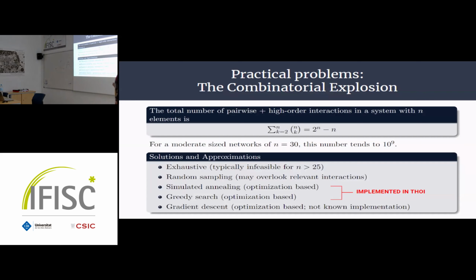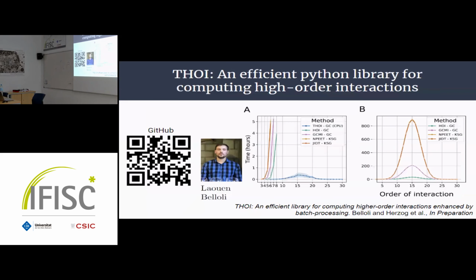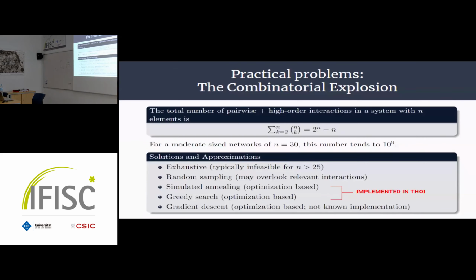And the different solutions: the exhaustive one, which you can use up to here, and random sampling, which could be good, but at the same time maybe you will be overlooking relevant higher order interactions. And then these two approaches, simulated annealing and greedy search, are implemented in the toolbox that I'm telling you about. So here's the QR code if you want to use the toolbox. It's pip installable, so you can just do pip install toy and use it. I built it with my colleague and flatmate.